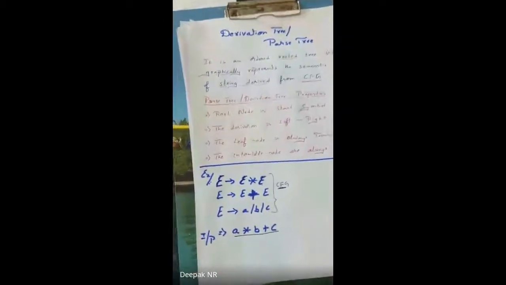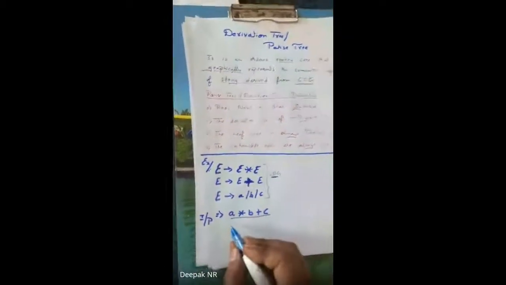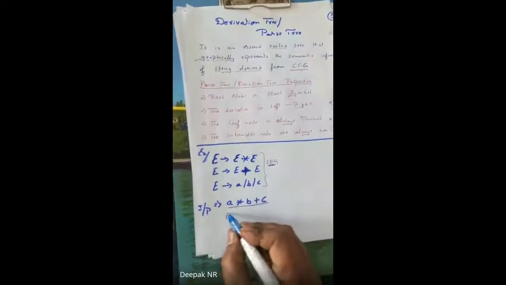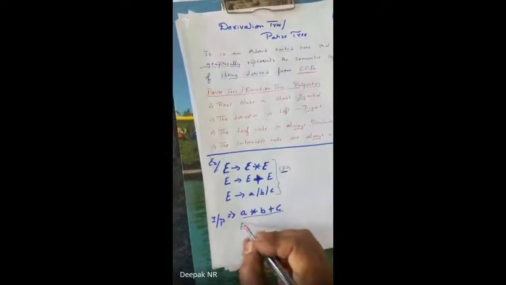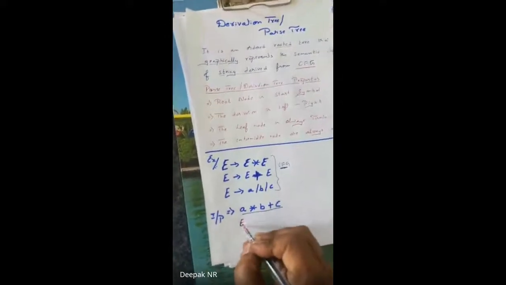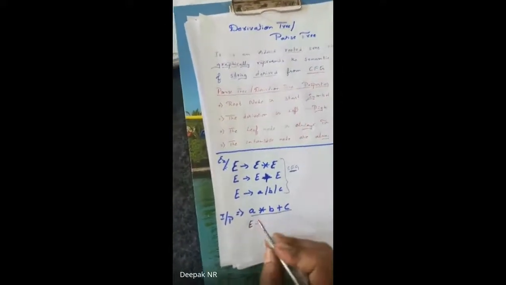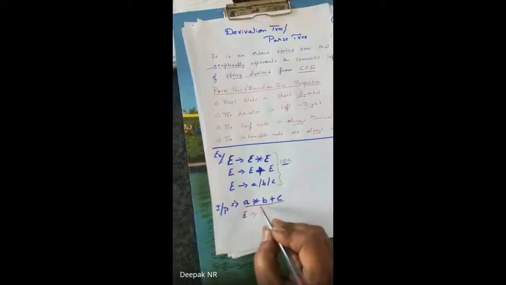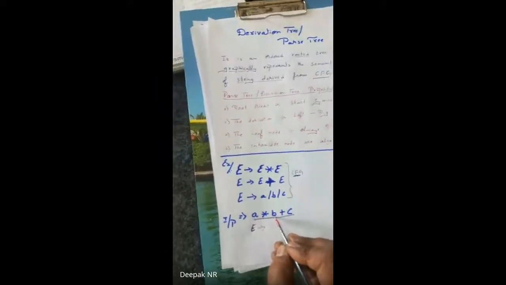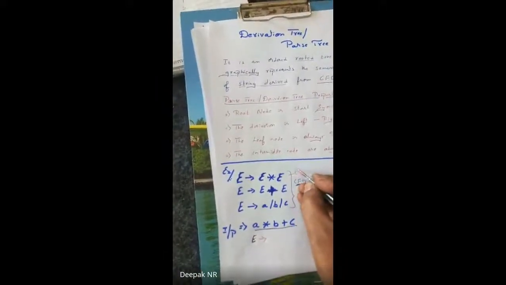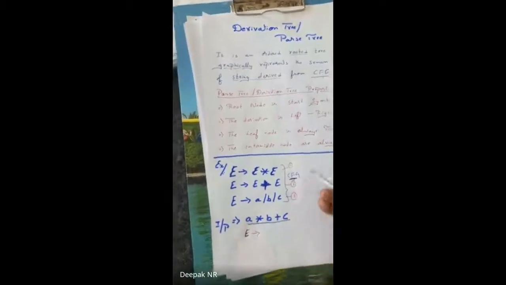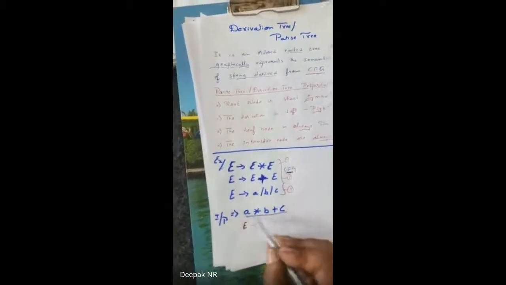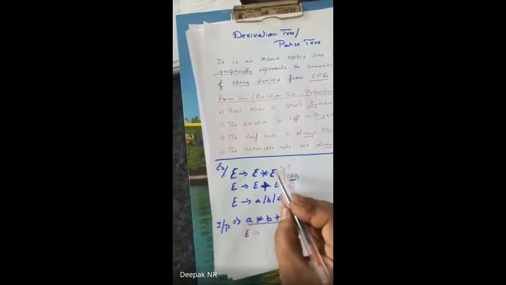How to do it? As you remember, I will always start with E, because E is the starting symbol. E tends to, what are the symbols at the start? A star B. So I'll take this as equation 1, this as equation 2, and this as equation 3. Which equation do I have to use to get this format? I'll be using the first equation.